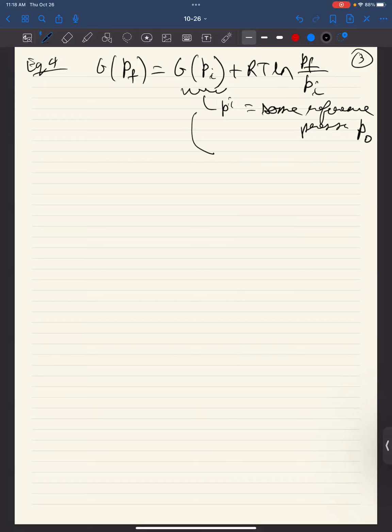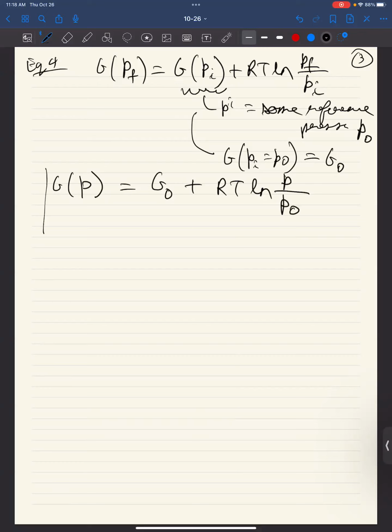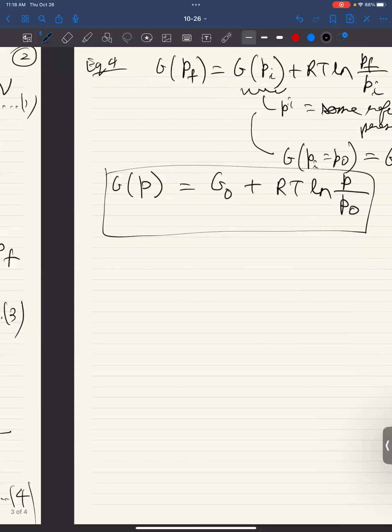Let's say at this initial pressure, PI equal to P naught, the value of Gibbs free energy is equal to G naught. Let's say it's just some number which you measured, whatever it is, and it won't matter that much. Then we can write down the change of Gibbs free energy as a function of pressure as G of P is equal to G naught plus RT ln P by P naught. This is the most important equation from today, and this type of relation will show up again and again in the remaining part of the semester. So we will call this equation 5.